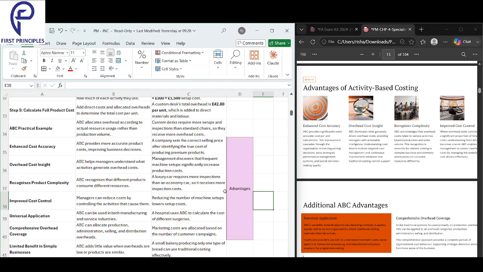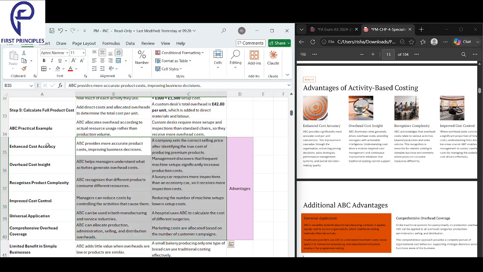Now we look into the advantages of ABC costing. Why is ABC costing better compared to the absorption method? Okay, so let's look into that. Firstly, we'll start with enhanced accuracy. You will see ABC is more accurate. Second, it helps managers understand the activities that generate overhead cost. What are the activities that generate cost? It recognizes product complexity. There's better cost control and you can apply it both in service and manufacturing. That is the best part about this.